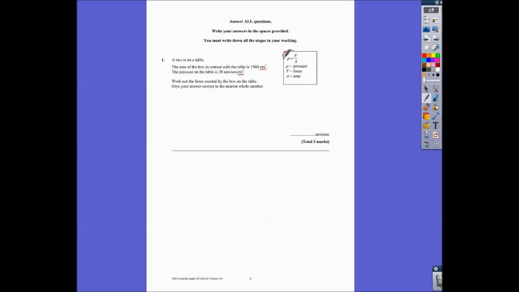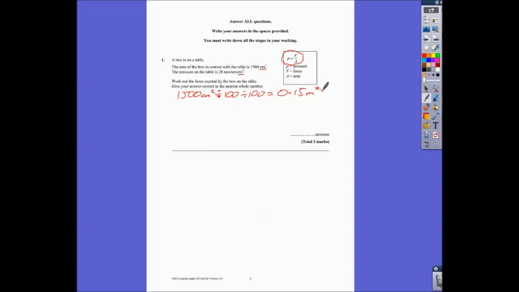Well, we're given here that pressure equals the force divided by the area, but we need to have consistent measurements there. So 1,500 centimetres squared, to convert that into metres squared, we need to divide that by 100 and then divide it by 100 again. Because 1 metre squared is 100 by 100 centimetres, that gives us 0.15 metres squared.